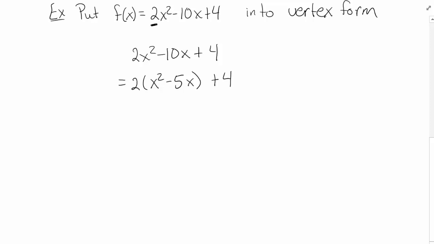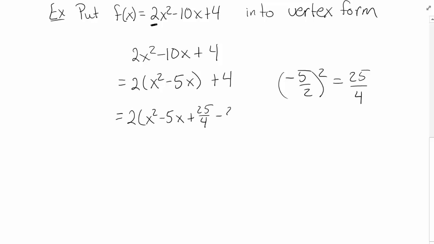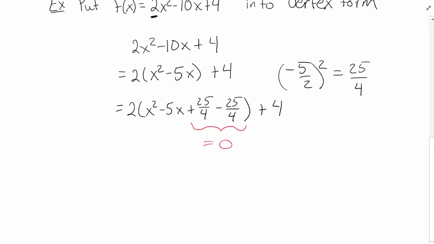Now, then from there, I'm going to take my new b, which is now negative 5. I'm going to divide by 2, and then I'm going to square it. So this is 25/4. That's going to be my magic number. The difference this time, as opposed to when we were solving quadratic equations, is I don't have another side of the equal sign to add it to. So what I'm going to do is I'm going to add 25/4, but then I'm going to subtract 25/4 right away inside that parentheses. And you can see that this part right here is really equal to 0. So all I've done is added a really fancy 0, so to speak.